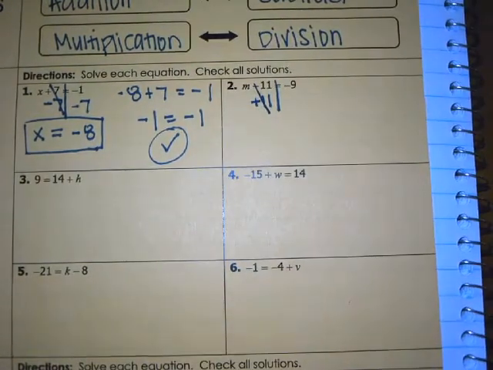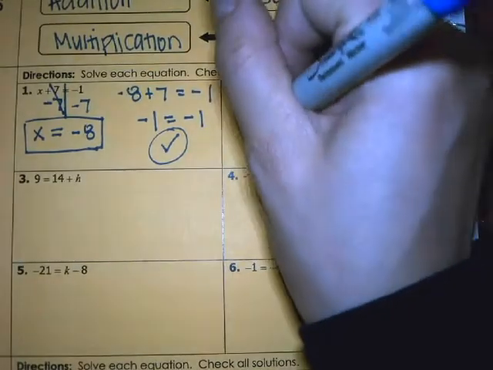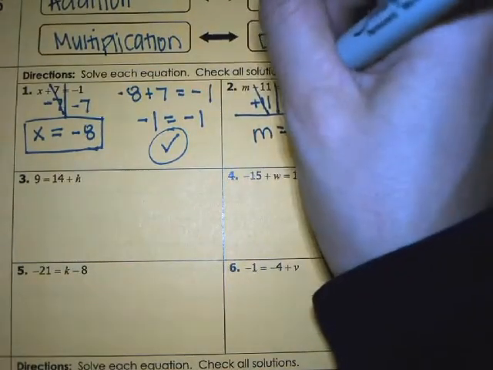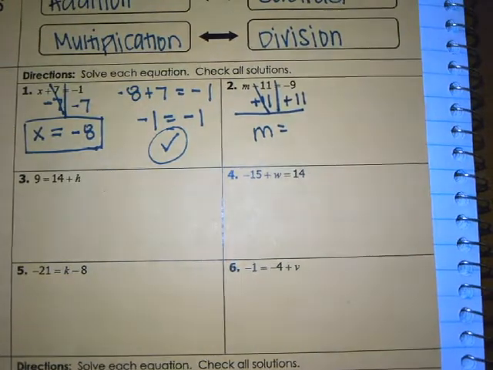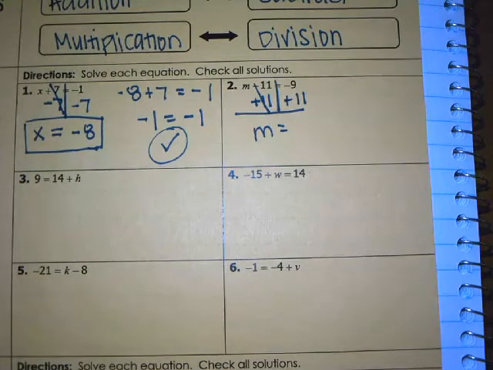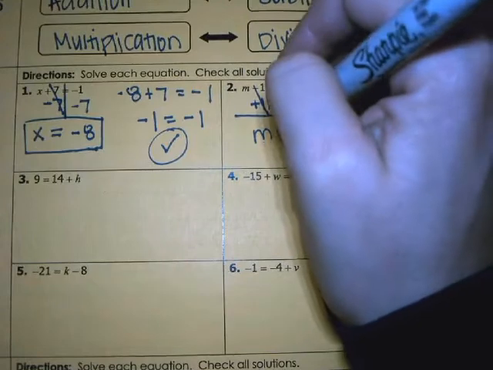They go away. I'm left with m equals, and I have plus 11 on the other side because whatever I do to one side, I have to do to the other side. And negative 9 plus 11, integer rules, guys, is positive 2 or negative 2.